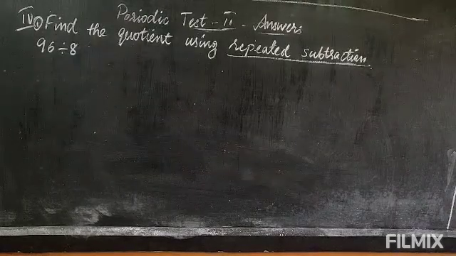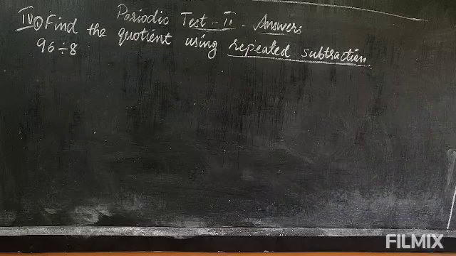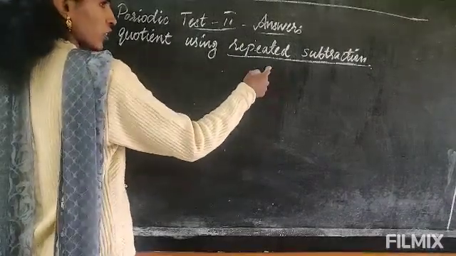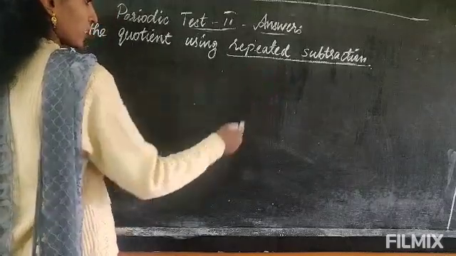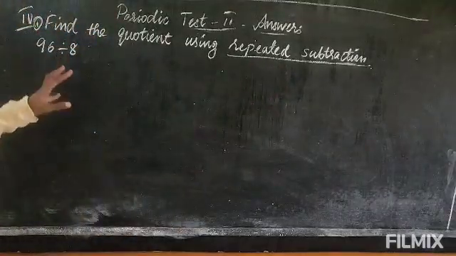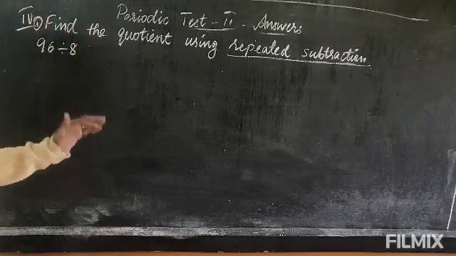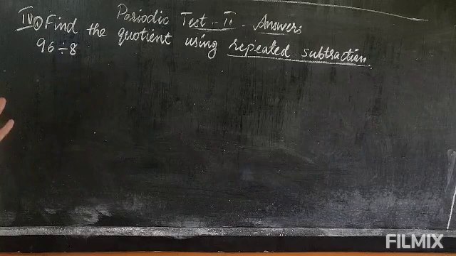Okay, now Roman number 4, find the quotient using repeated subtraction. Many of you, I don't know whether you saw this repeated subtraction or not. This is the main thing of repeated subtraction. You have to use subtraction repeatedly again and again till you get 0. That way you have to find the answer, not in the division method.